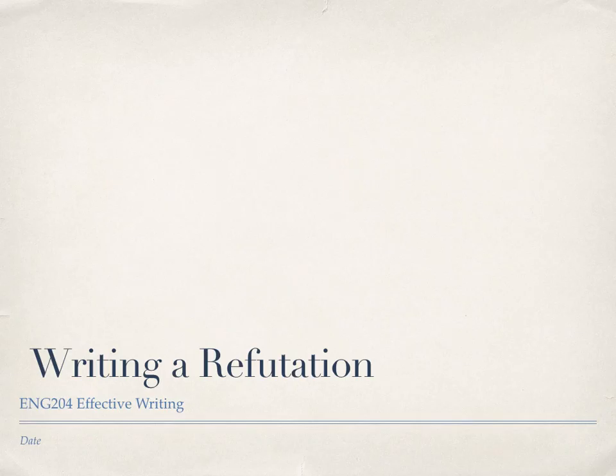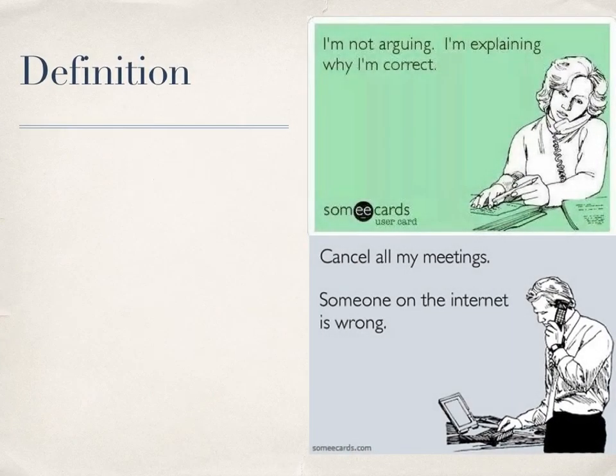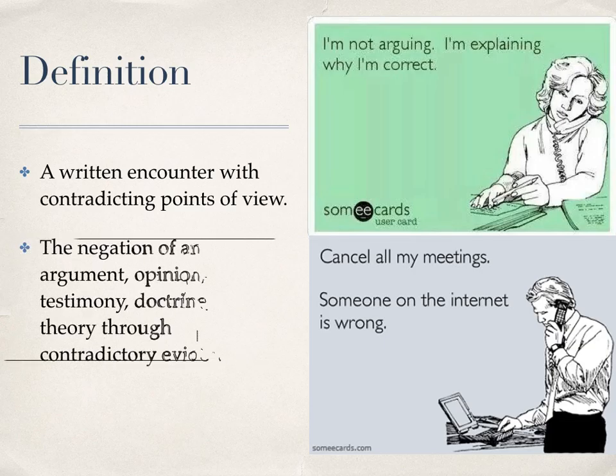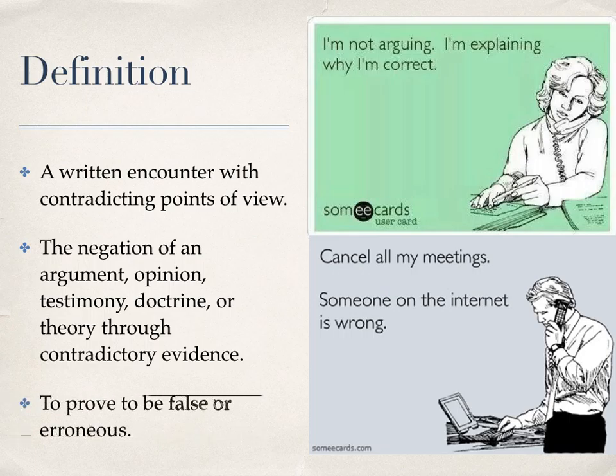Today we're going to look at your next paper that you're going to write, and the topic of that is a refutation. The definition of a refutation is a written encounter with contradicting points of view. It's the negation of an argument, opinion, testimony, doctrine, or theory through contradictory evidence. Basically, to prove something to be false or erroneous.